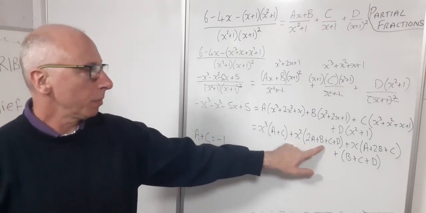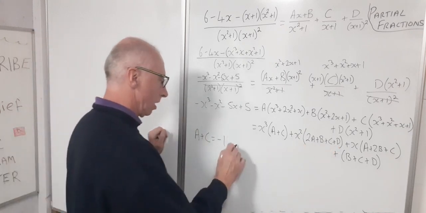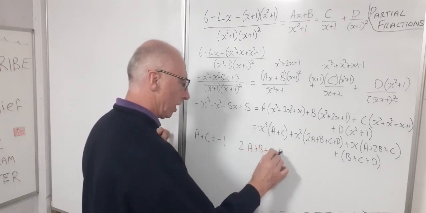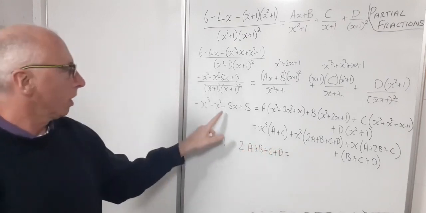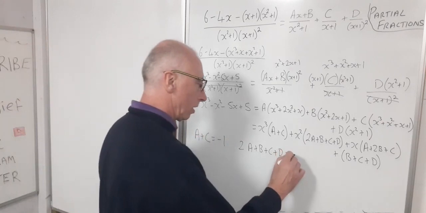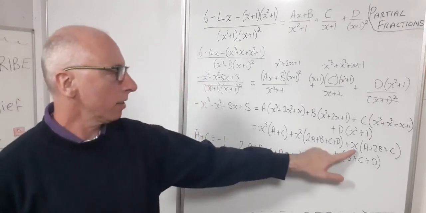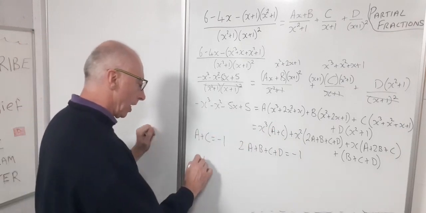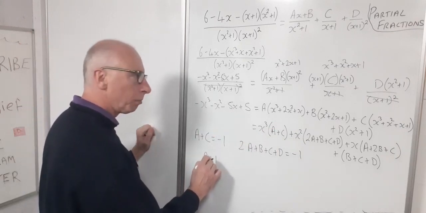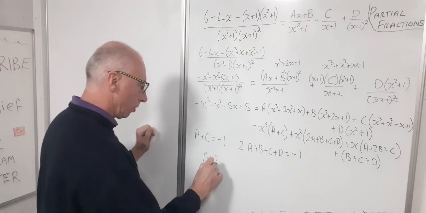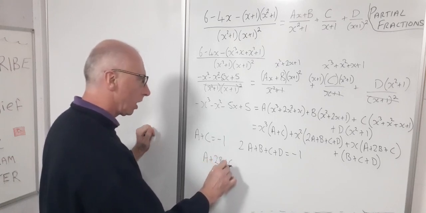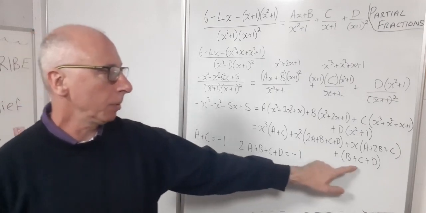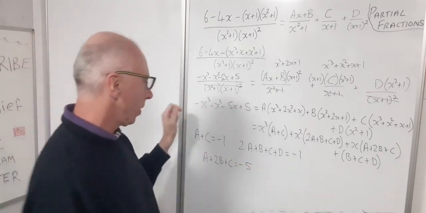I've got 2a plus b plus c plus d. So 2a plus b plus c plus d should equal minus 1 as well. Then my x term here should be minus 5. So I've got a plus 2b, so that's 2b plus c should equal minus 5. And then b plus c plus d should equal plus 5.